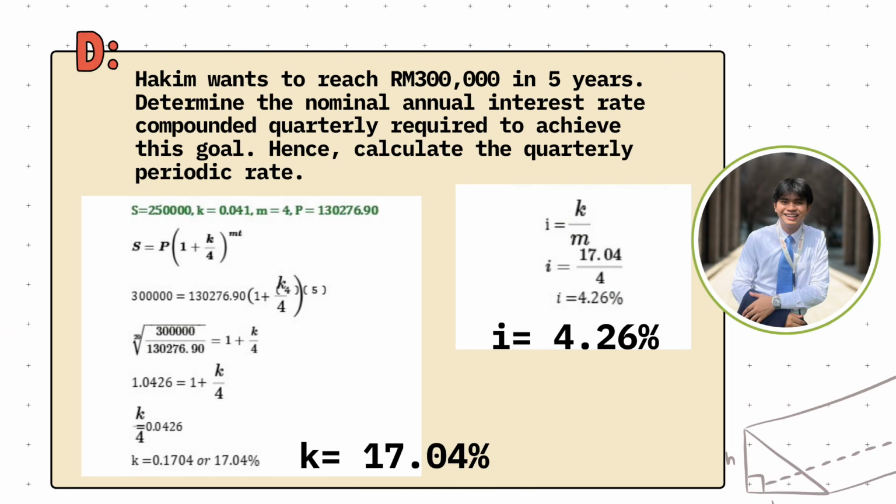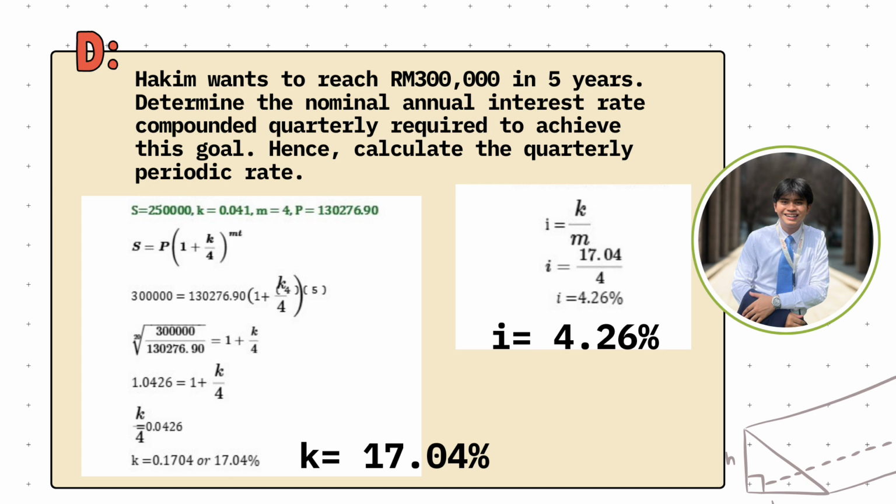For question D, Hakim wants to have 300,000 after 5 years. We are asked to determine the nominal annual interest rate, compounded quarterly, and then find the quarterly periodic rate. Okay, first we use the compound interest formula, S equals P multiplied by (1 + k/m) raised to the power of m times t. So here, S is 300k, P is 130k, 276.90 cents. m is 4 because the interest is compounded quarterly, and t is 5 years. So we substitute all the values into the formula, and after simplifying, we take the fifth root and solve for 1 plus k over 4.